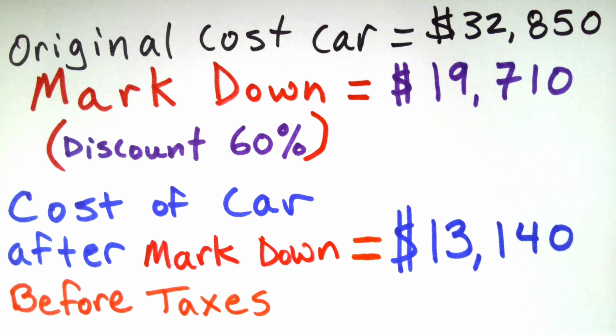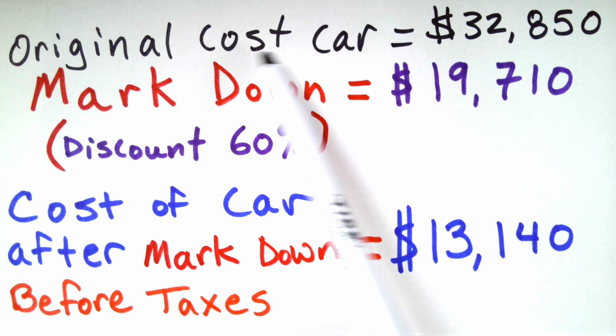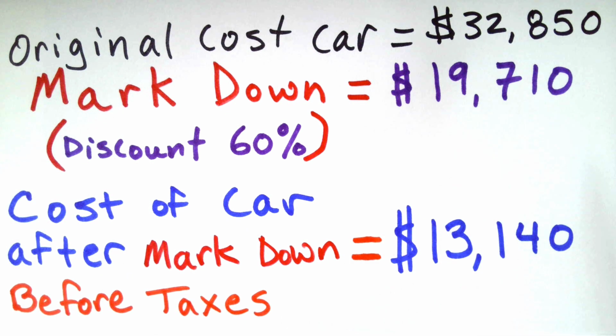Okay, so here's a breakdown of what we were looking at. I got the original cost of the car, $32,850. The markdown, which was a discount of 60%, came to $19,710. I subtracted that $19,000 value from the $32,000 value. I got the cost of the car after the markdown was applied and before taxes, $13,140. Math is easy. Take it step by step.